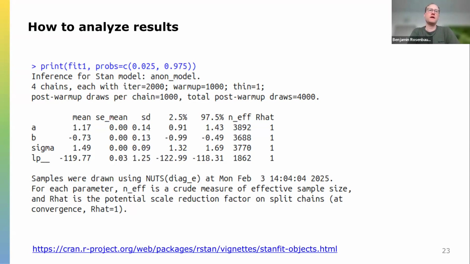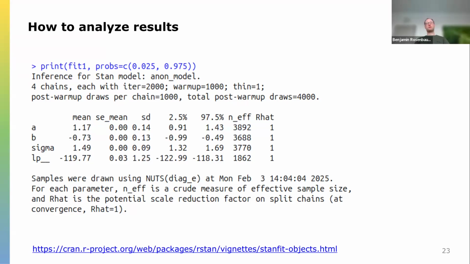The difference is that BRMS also has all this information about the model structure. So is it a generalized linear model? Are there link functions? Is it a random effects model? As I said, Stan just doesn't know what kind of model we have. It just knows, okay, what are the parameters and what are the samples of these parameters. So we just get information about these parameters here.